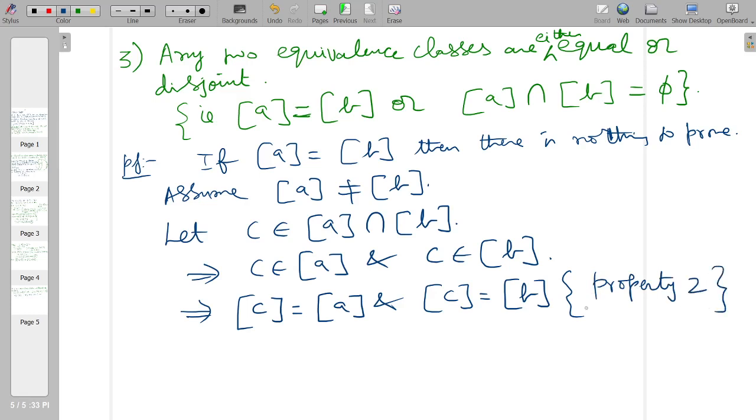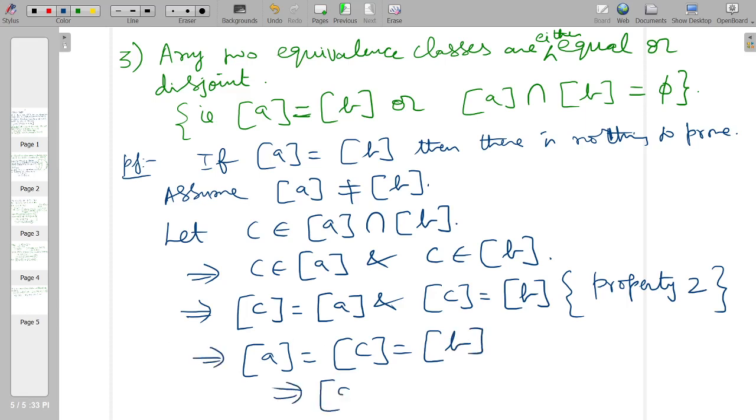This you obtain by property 2 which we have proved here. If C belongs to equivalence class of A, then equivalence class of C is equal to equivalence class of A, and if C belongs to equivalence class of B, then equivalence class of C is equal to equivalence class of B. So I get equivalence class of A is equal to equivalence class of C is equal to equivalence class of B, and this proves that equivalence class of A is equal to equivalence class of B. So if they are equal, then you need not prove anything. If they are not equal, then you can show that they are equal, equivalence classes are equal.